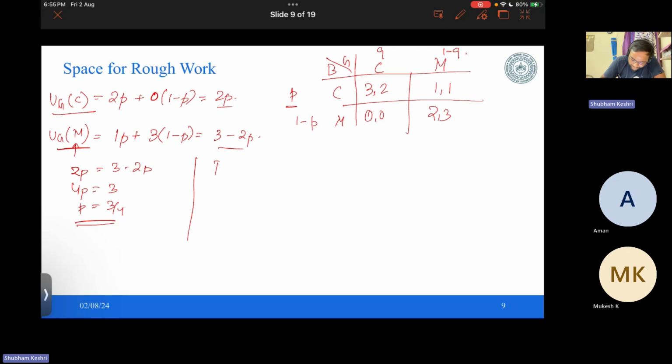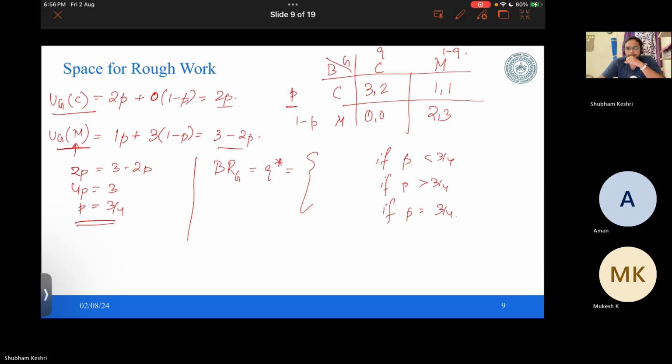So let us see the best response table for the girl. We'll write it as Q star. We'll have 3 parts again: when P is less than 3 by 4, when P is greater than 3 by 4, and when P is exactly equal to 3 by 4. This is how we'll write.